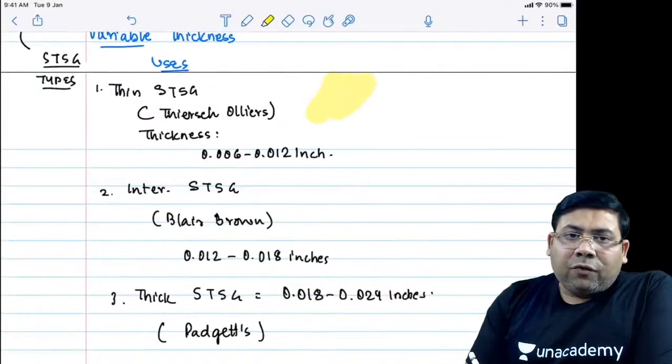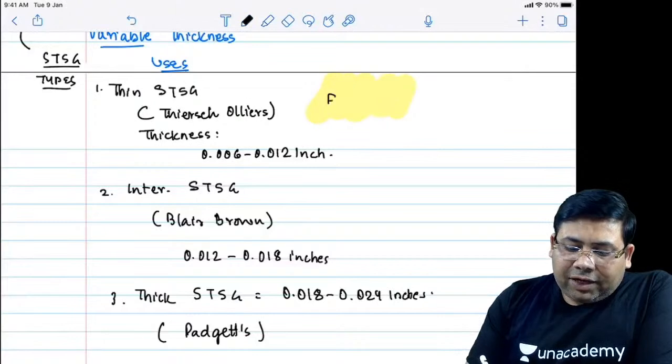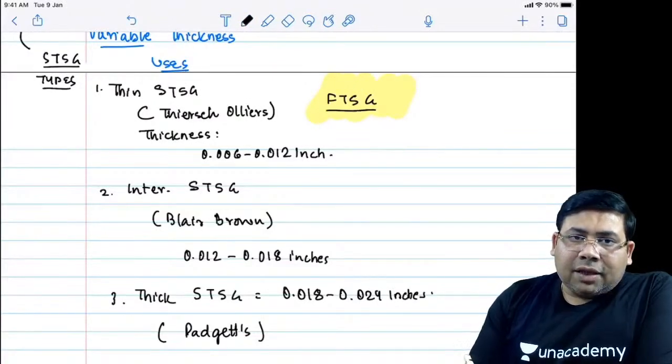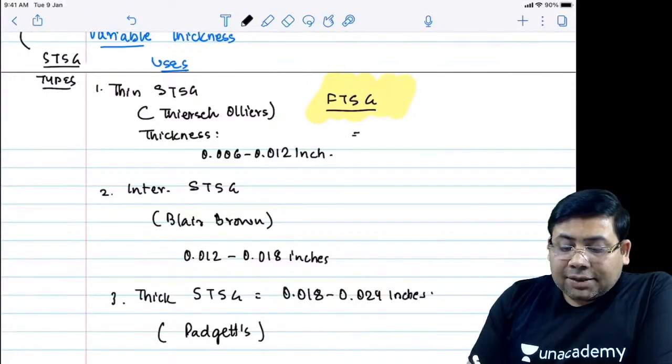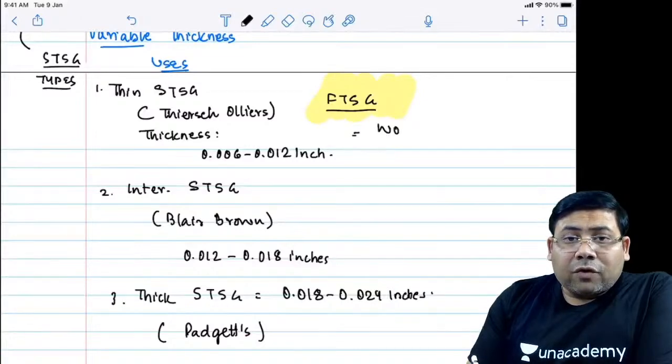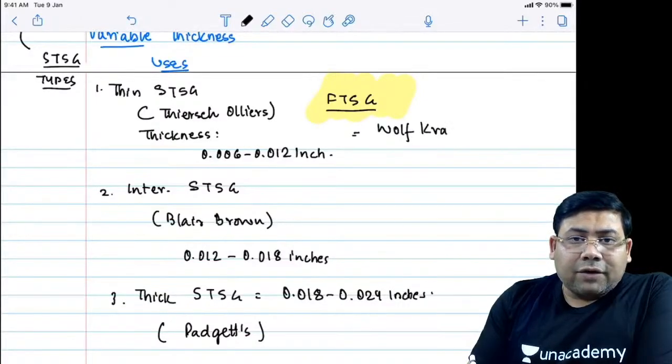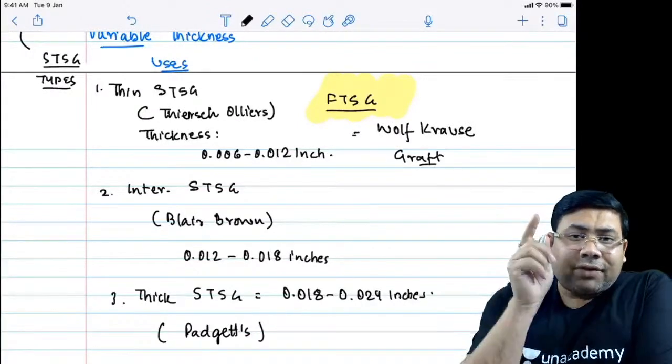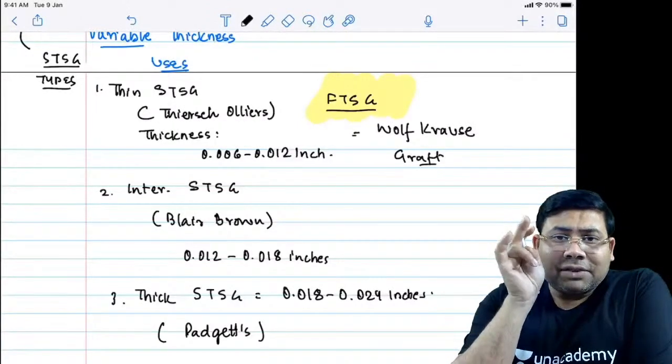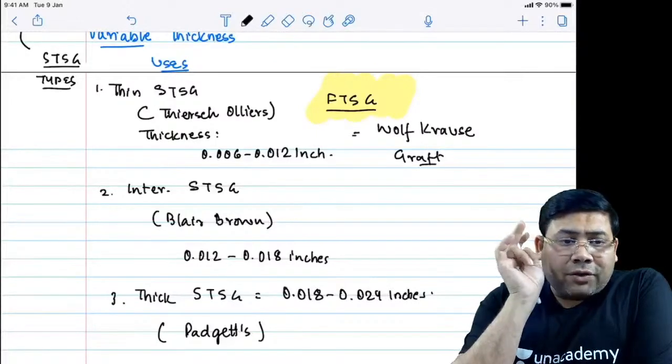But when we talk about full thickness, FTSGs, they are known as what? Wolf cross graft. So Wolf cross graft, the advantage that they have is they have low secondary contraction.